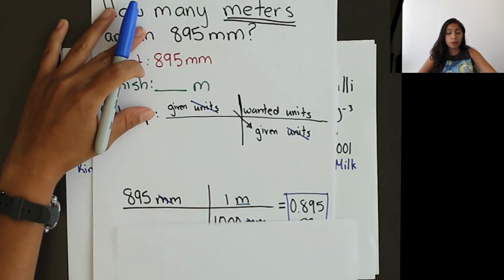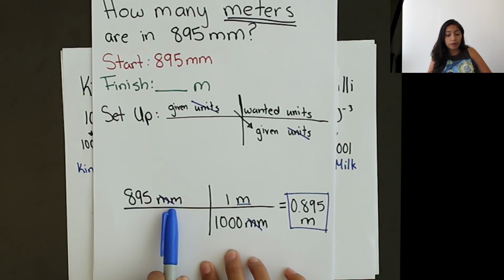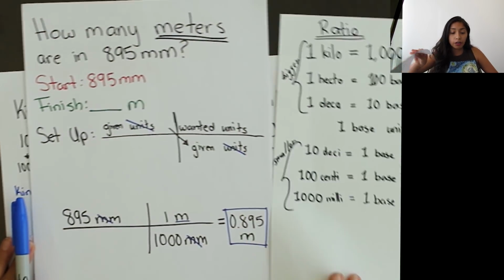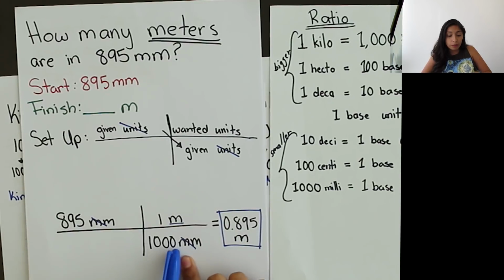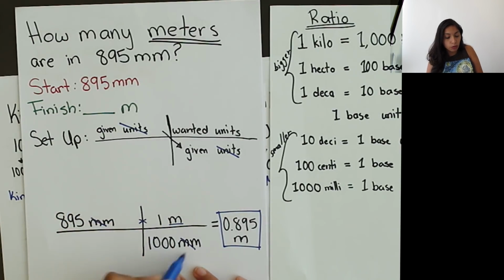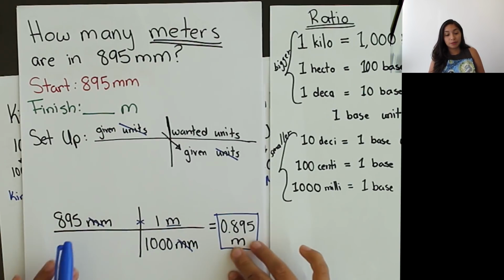So let's work a problem out. 895 millimeters is what we have. And based on our table, we know that for every 1,000 millimeters, we're going to have 1 meter. Then we do our math. We're going to multiply these two and then divide by 1,000. And our final answer is going to be 0.895 meters.